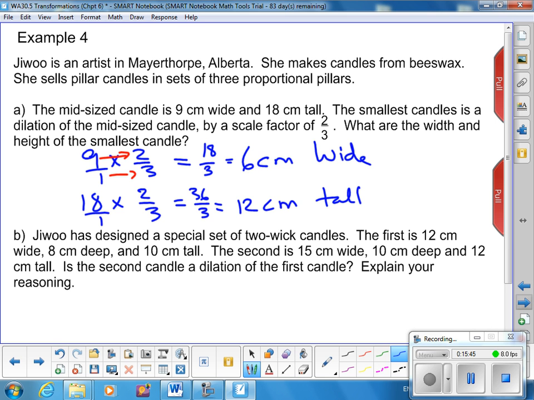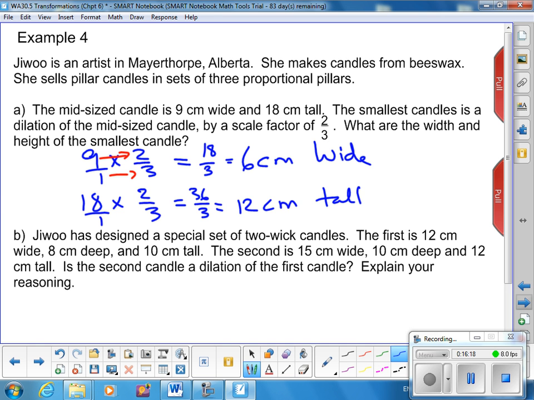Jiwoo has designed a special set of 2-wick candles. The first is 12 centimeters wide, 8 centimeters deep, and 10 centimeters tall. The second is 15 centimeters wide, 10 centimeters deep, and 12 centimeters tall. Is the second candle a dilation of the first? So what we have to do is compare the scale factors of each dimension and see if they are the same. If they are the same, then they are a dilation of each other.